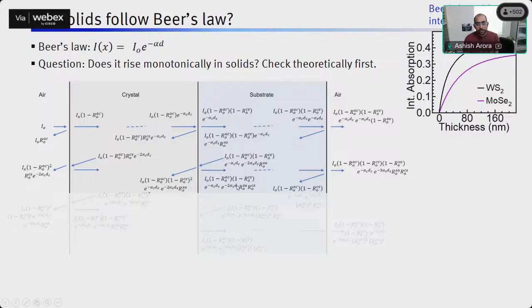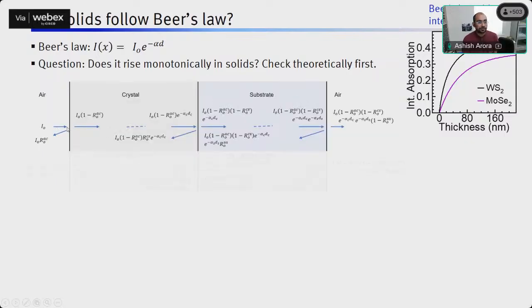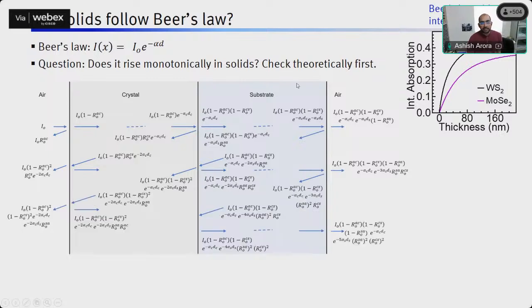I will not go into the details. Essentially what we are doing here is very simple. We have light of I naught intensity shining on this air crystal interface. Some light is reflected, some is transmitted. This transmitted light propagates and it captures this I0 e raised to minus alpha d, and then some part is reflected, goes into a substrate, and then the substrate reflects and some part goes through, and so on. This cycle continues, multiple reflections. This is called the transfer matrix method.